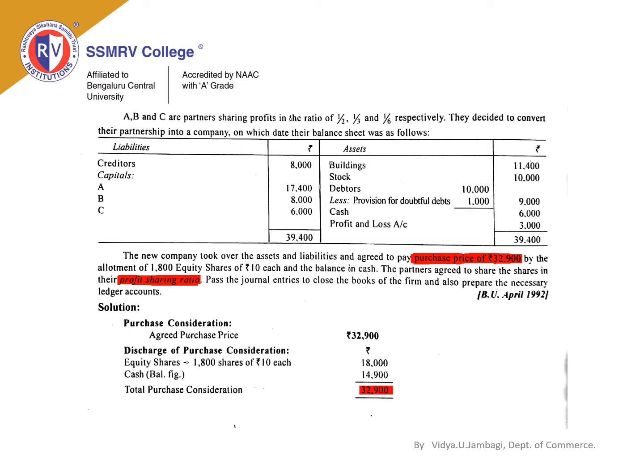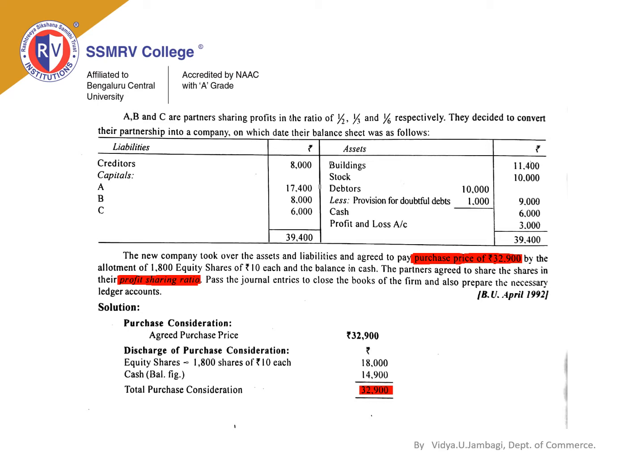The new company took over the assets and liabilities and agreed to pay purchase price of rupees 32,900 by the allotment of 1,800 equity shares of rupees 10 each and the balance in cash. The partners agreed to share the shares in their profit sharing ratio. Pass the journal entries to close the books of the firm, and also prepare the necessary ledger accounts. This is the problem given to us.